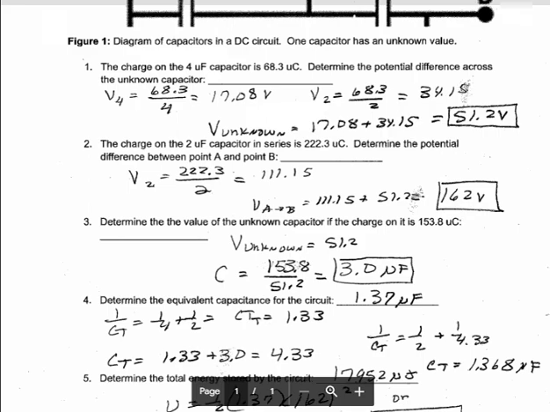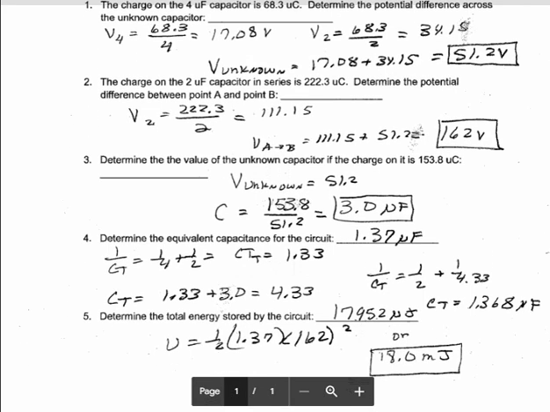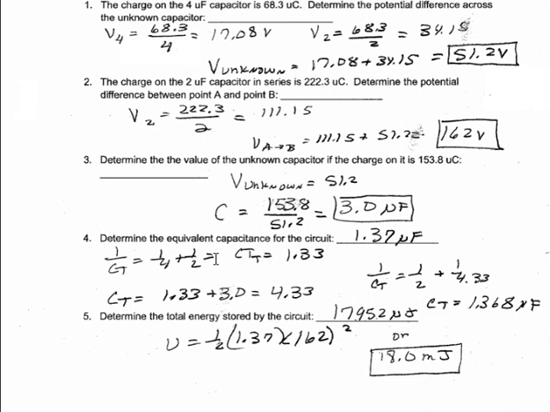Continuing along, determine the equivalent capacitance for the circuit. So I'm going to add the series branch first, 1 over 4 plus 1 over 2, and my C total is 1.33. The 4.33 comes from, we add the 3 microfarad capacitor that's in parallel to that. So now you have 4.33.